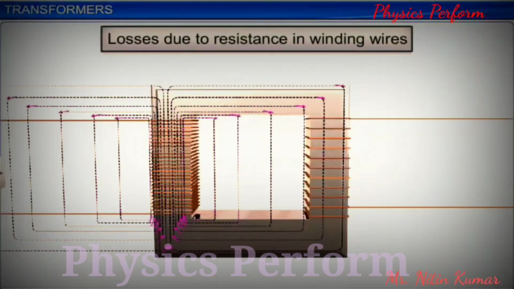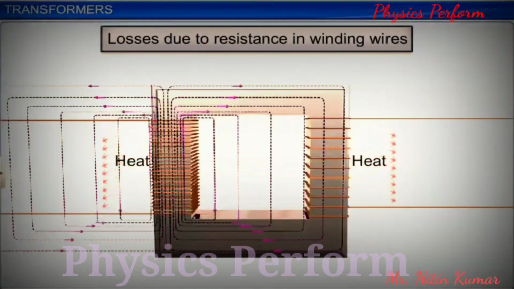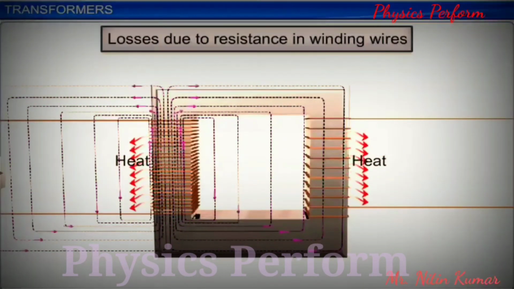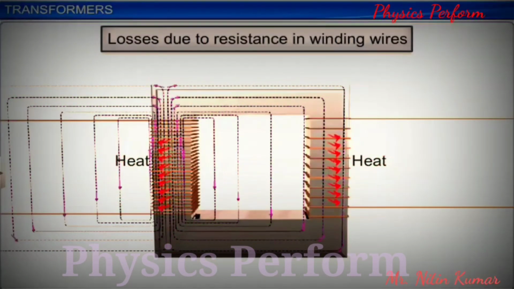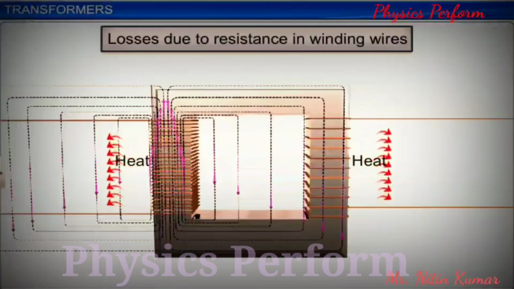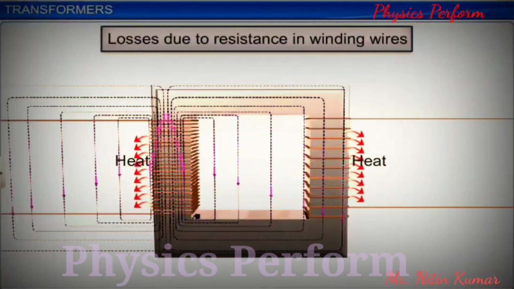As the wires used for the windings have some internal resistance, some energy is lost due to heat produced in the wire whenever a current passes through them. In high current, low voltage windings, this loss can be minimized by using thick wires.